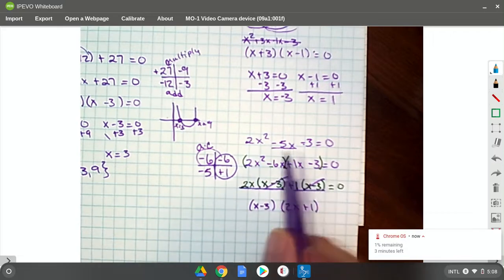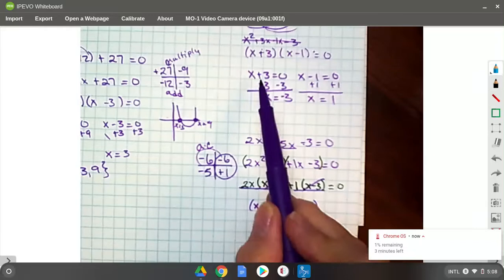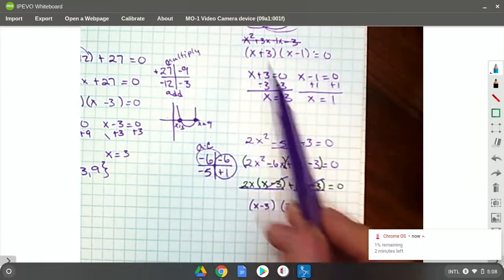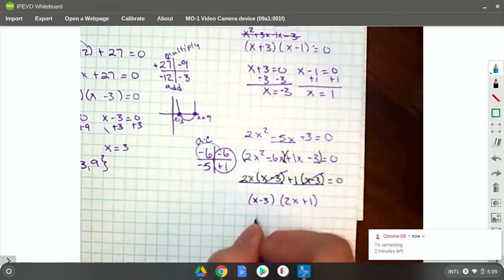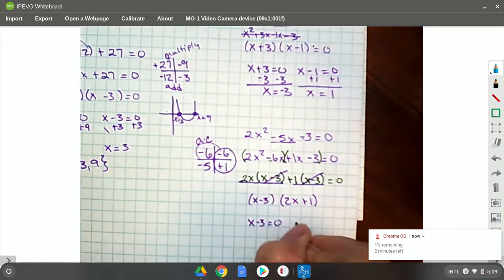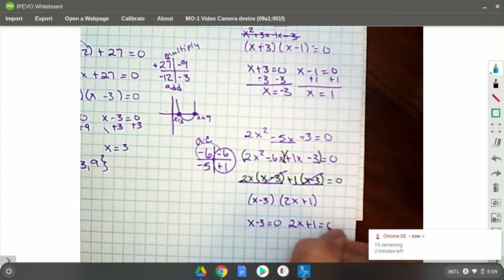Now remember, guys, we are never going to do all of this extra if a starts out as a 1. This is when a is greater than 1, and I have to break it down more. All right, so x minus 3 equals 0, and 2x plus 1 equals 0. Add that 3. X equals 3. Minus that 1. 2x equals -1. And divide by that 2, and x equals a -1/2. So my solution set is -1/2 and 3.